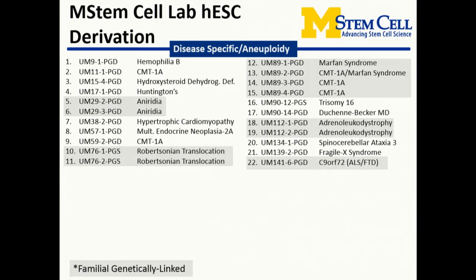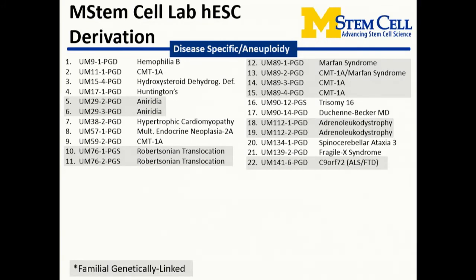These are all disease-specific. These are all embryos donated to the University of Michigan under informed consent, IRB approval. Every stem cell line we make, we send all of our information to the National Institutes of Health. And I'm very happy to say every stem cell line that we have produced has been accepted on the registry of the National Institutes of Health.